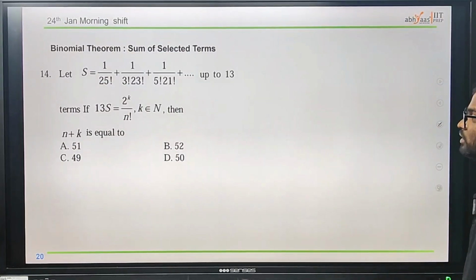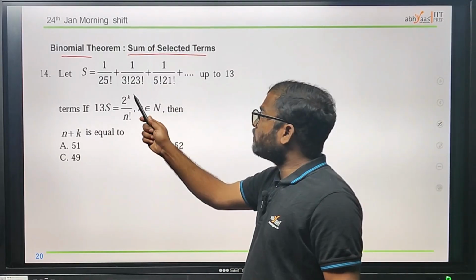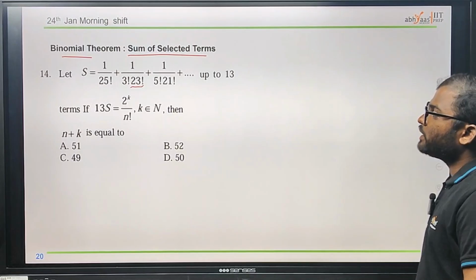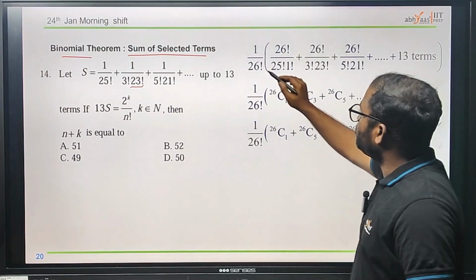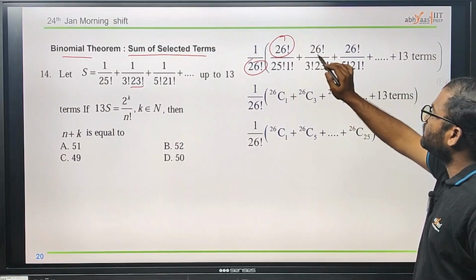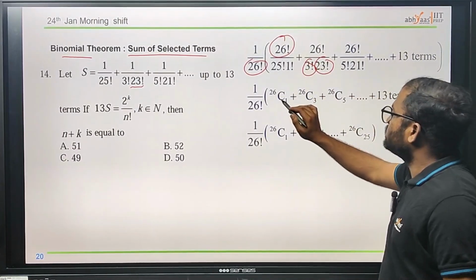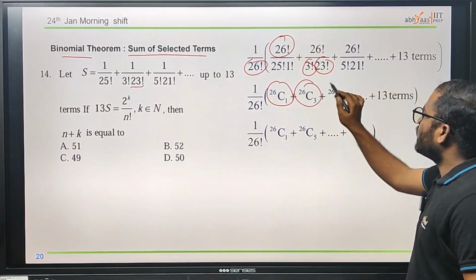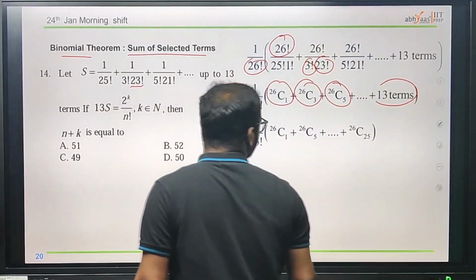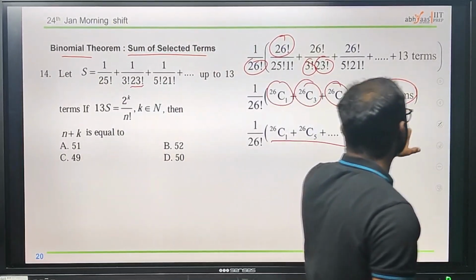Now next, based on the binomial theorem, which is the sum of selected terms. If you observe, it has 1 by 25 factorial, and here as well 23 factorial and 21 factorial. If you observe the pattern, you can easily see this can be multiplied with 26 factorial. Next we have 25 and 21, and then 3 factorial and 23 factorial. Just see here, it is like 26C1, 26C3 and 26C5 will be coming in this pattern. Therefore up to 13 terms. After observing that, we will get up to 26C25, which is the 13th term.